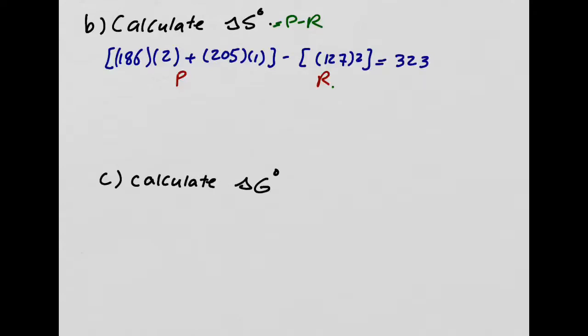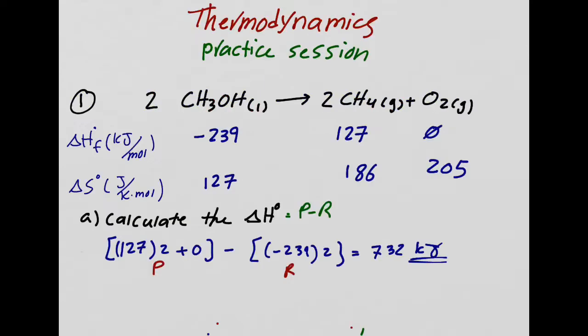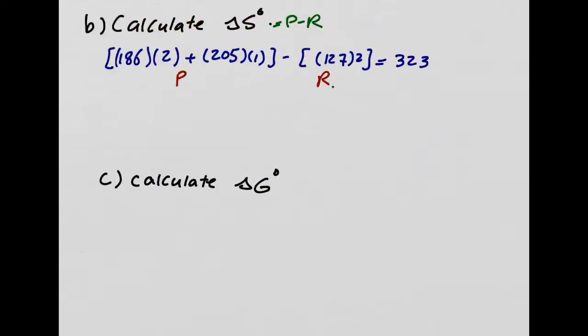Now, what's the unit? Remember over here, the unit for delta S was joules per Kelvin mole. The moles are cancelled out because I multiply them by the coefficient. So what the unit ends up being is joules per Kelvin. So far so good. Okay.